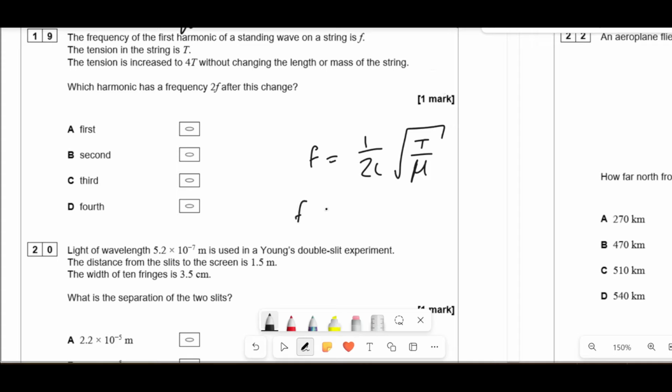You can see that f, the frequency, is proportional to the square root of T. So if they've now multiplied that by 4, then this f is going to go up by the square root of 4, which is going to be multiplied by 2.